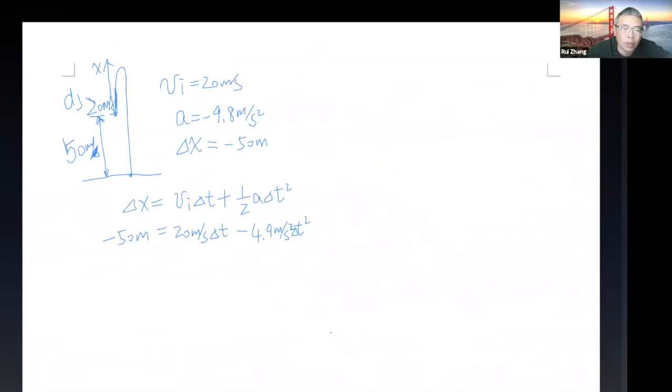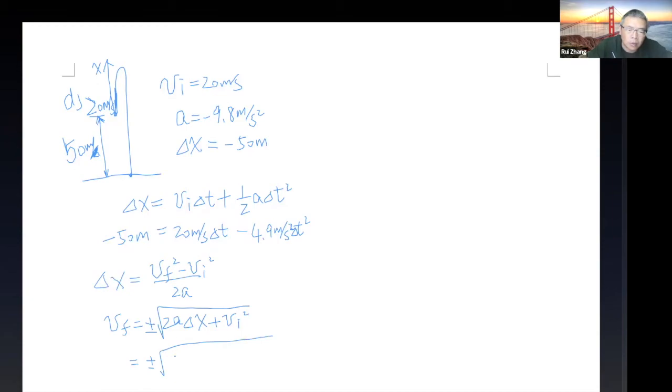Using the last formula, we have delta X equals VF squared minus VI squared, divided by 2A. That means VF equals the square root of 2A delta X plus VI squared. But notice, because VF squared equals this, strictly speaking you have two possibilities: you can get a positive or negative out of the square root. And this we can solve. We can plug in numbers here.